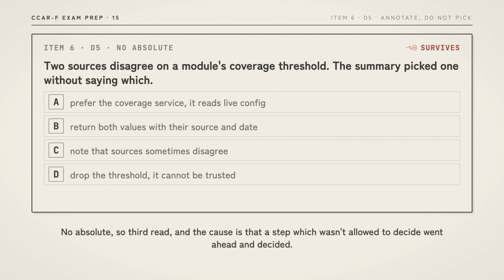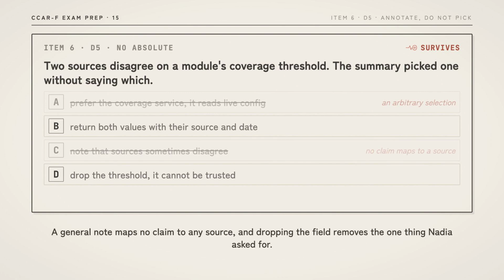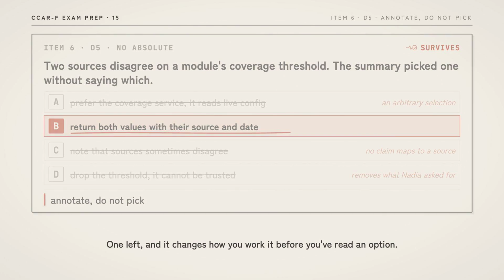No absolute. So third read, and the cause is that a step which wasn't allowed to decide went ahead and decided. Preferring the live figure is the arbitrary selection the guide warns about, and the stale doc stays stale. A general note maps no claim to any source, and dropping the field removes the one thing Nadia asked for. Option 2 is the answer, and the date on each value isn't decoration, because two figures from different times often aren't a contradiction. One left, and it changes how you work it before you've read an option.